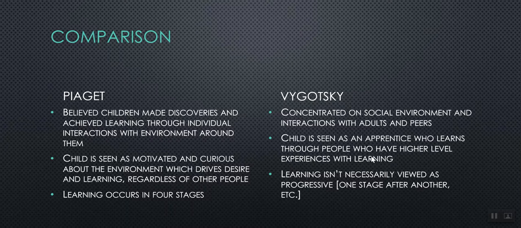And Vygotsky would say, no, kids really need an apprentice. They learn through people who have higher level experiences with learning and who can teach them harder things. Piaget gave us 4 stages, as I mentioned, and Vygotsky didn't believe that learning was necessarily progressive, that you have to do this stage before this stage, so on and so forth, whereas Piaget did.